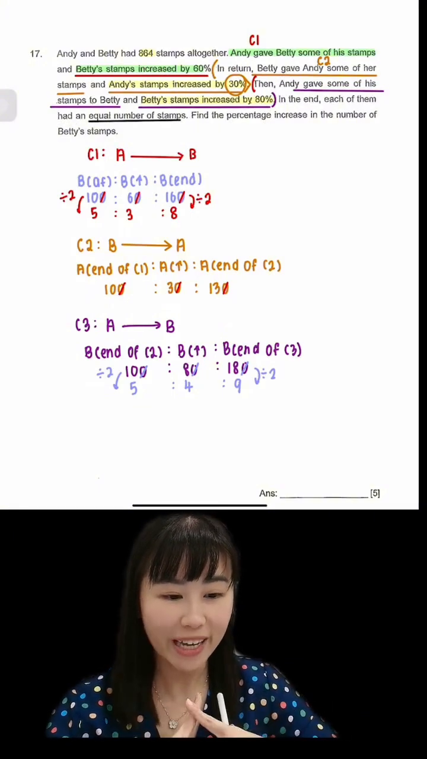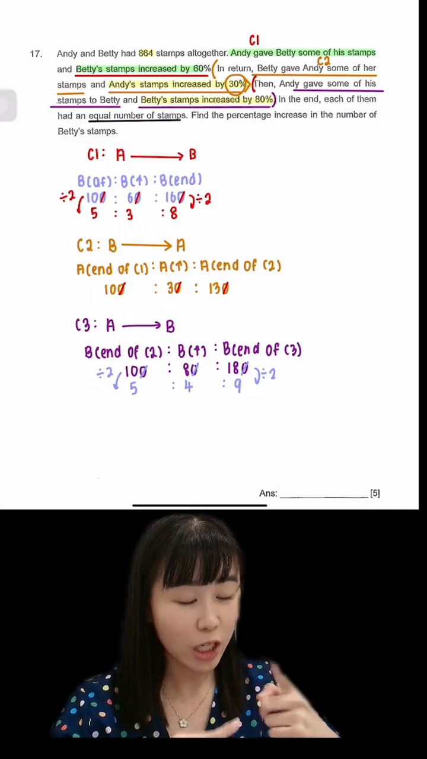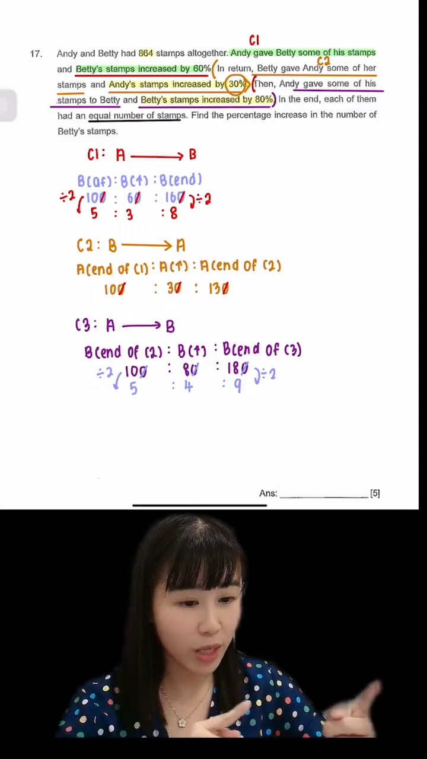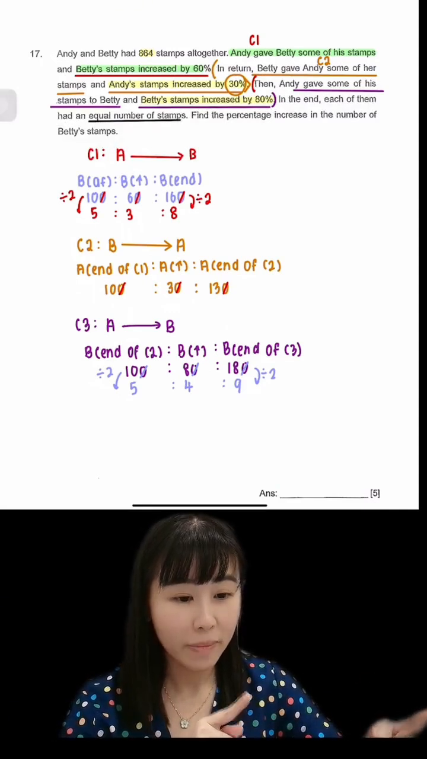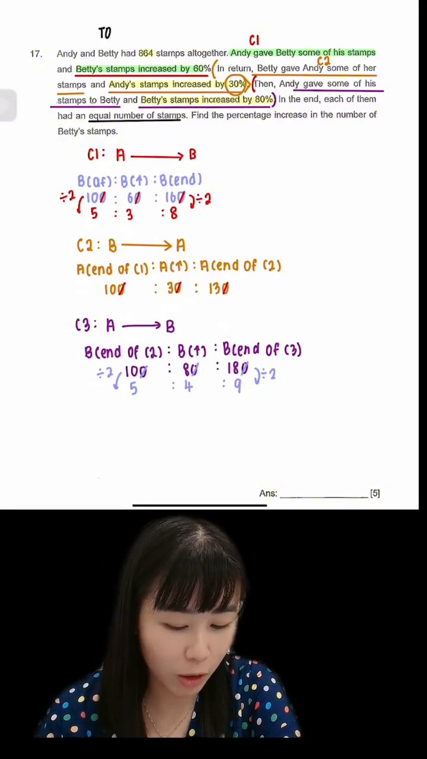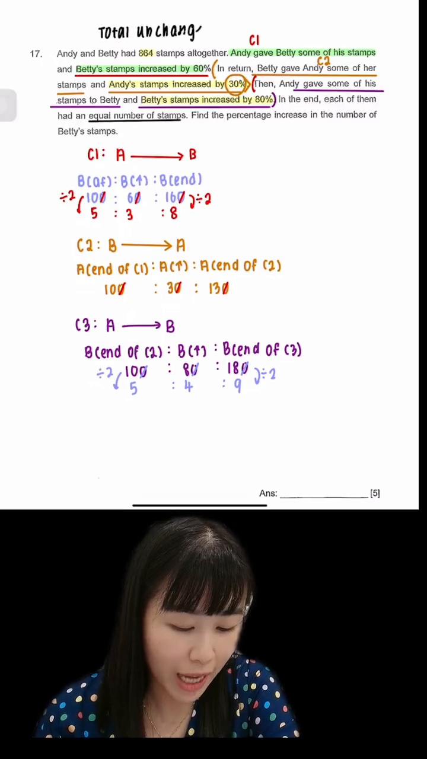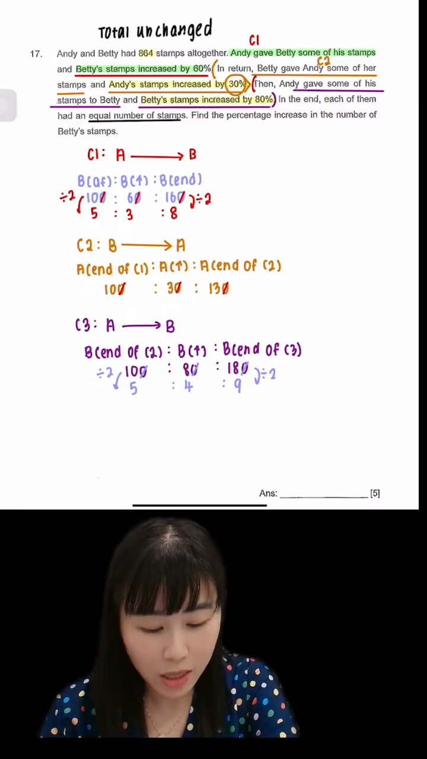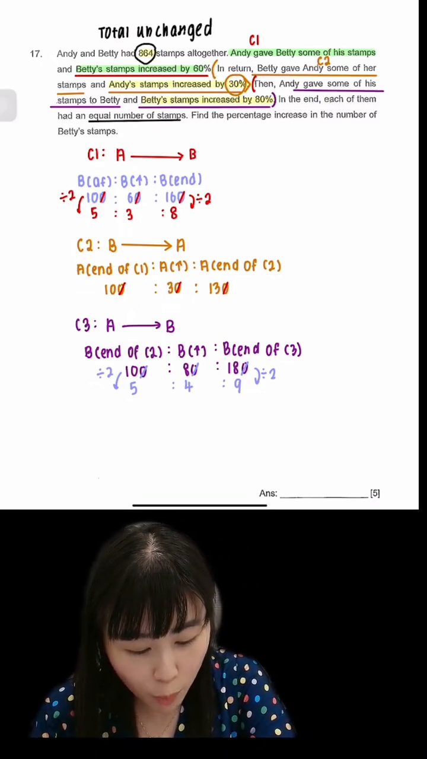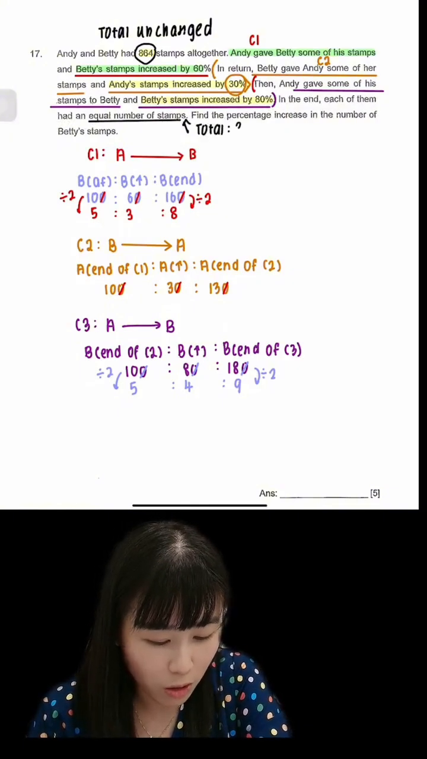Total never changed. Why? Very good. Why did the total never change? Because they are transferring. A gives B, B gives A. They are internal exchanges. Very good. So if the total is unchanged, it means this 864 will also be the same in the end. The total will be 864.